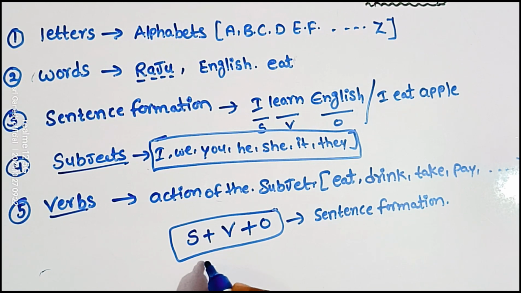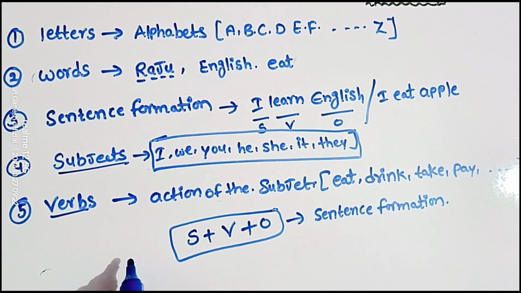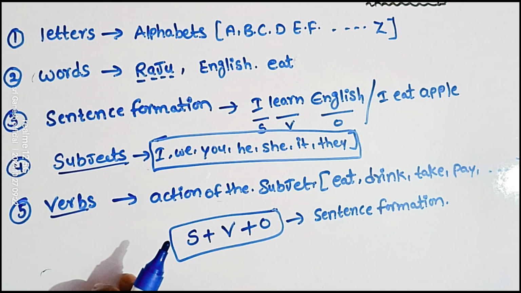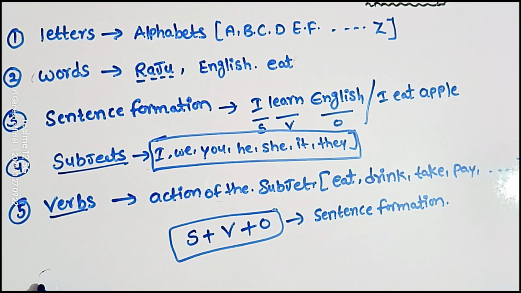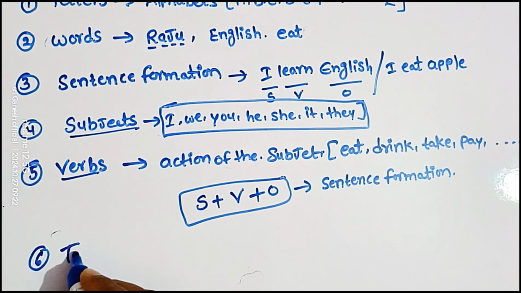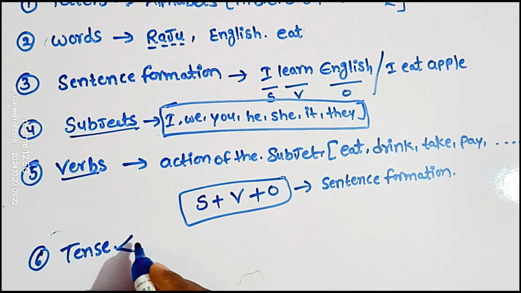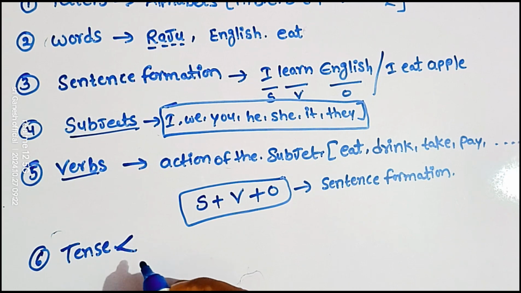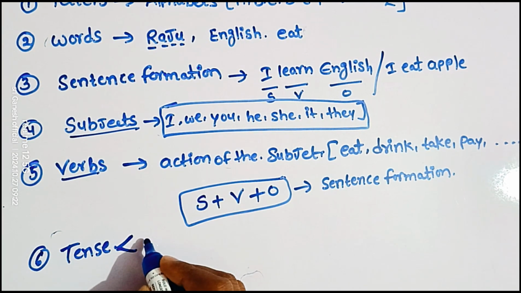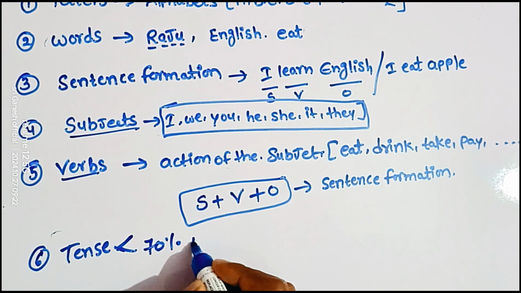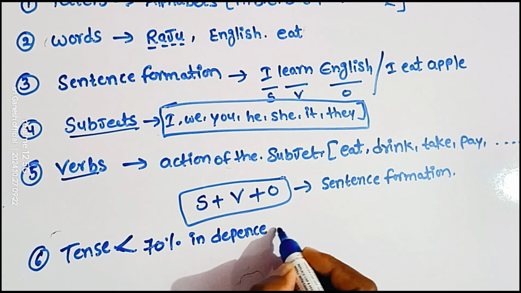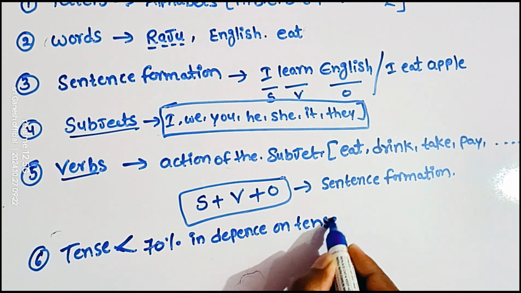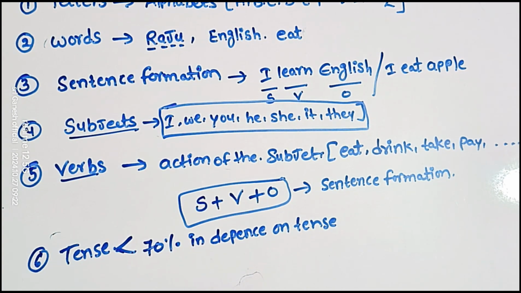After sentence formation, this part of spoken English is the fifth part. After that, we discuss tense. Tense is a very important subject in spoken English classes. 70% of English depends on tenses.